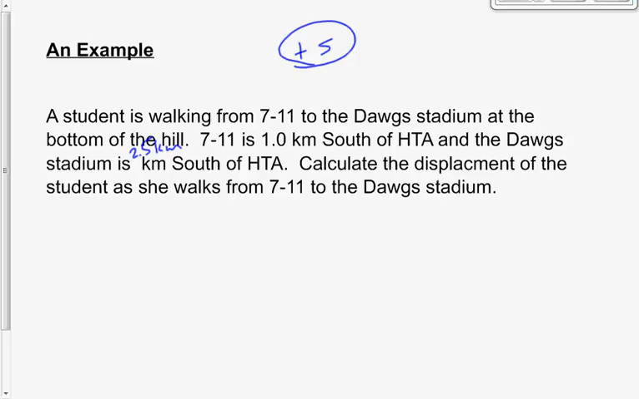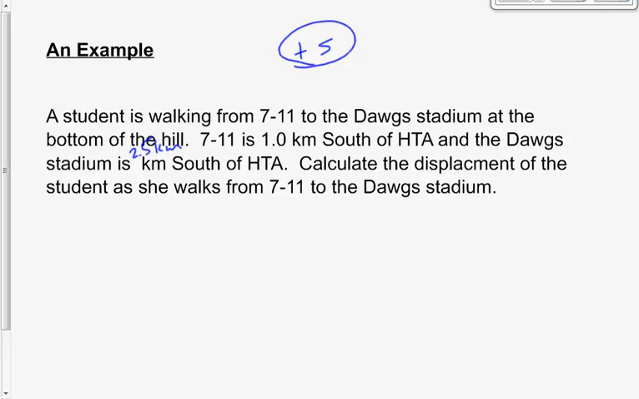All right. What do we have given to us here? This 1 kilometer south of HTA and the 2.5 kilometers south of HTA. Are those displacements or are those positions? Listen carefully, I'll rephrase the question. Are those how far we've gone or are those where we are? Are they displacements or are they positions? They're positions. They're where we are. They're where we are, right?